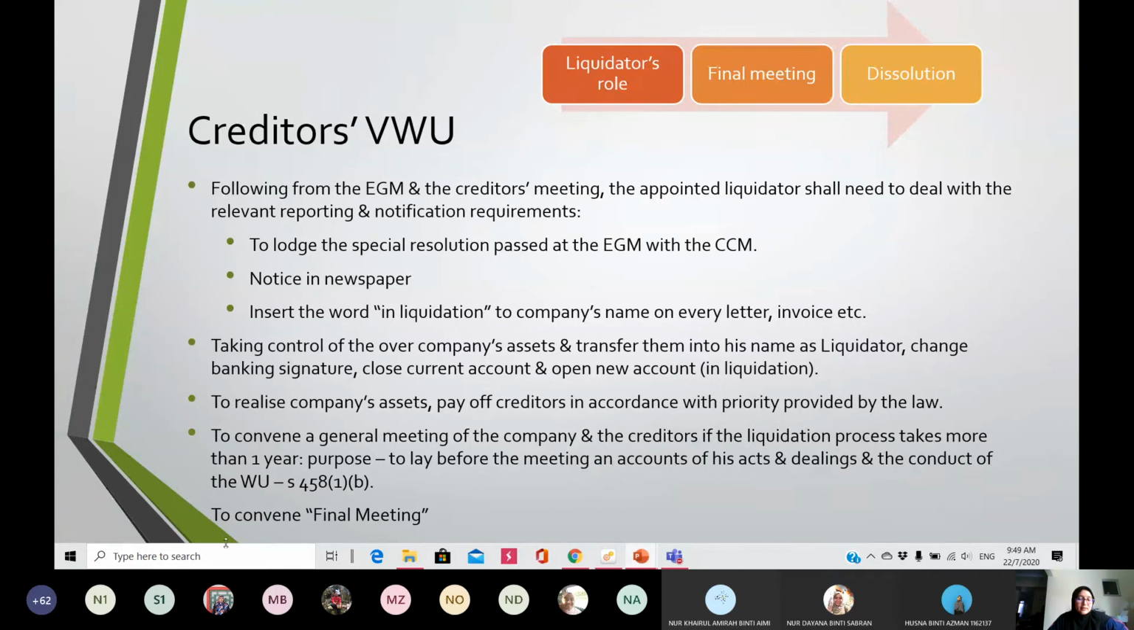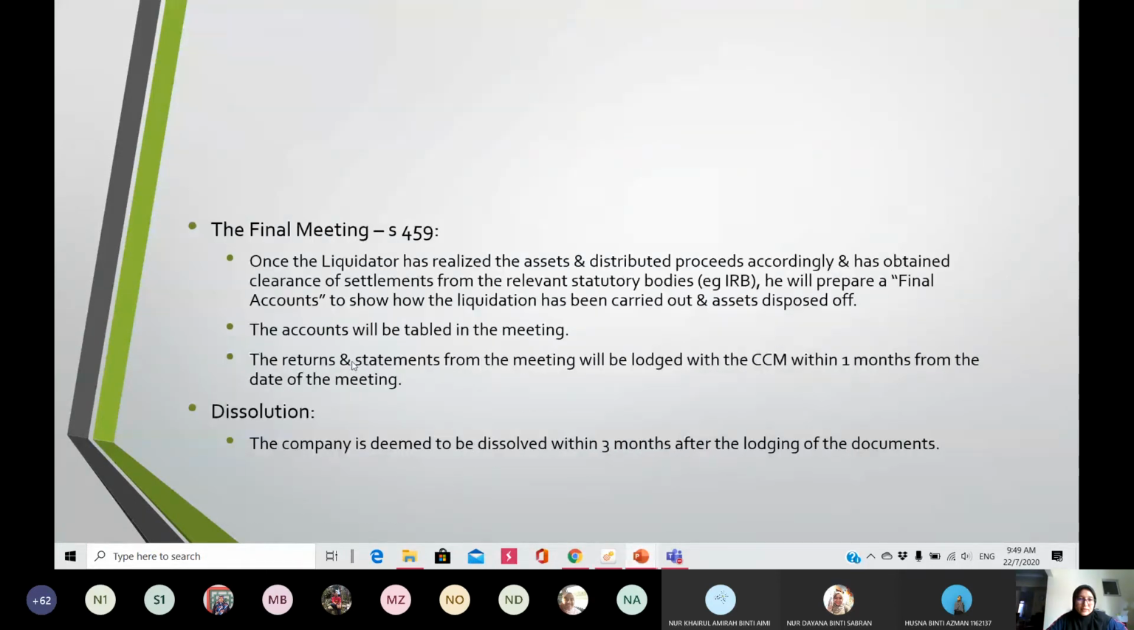Okay, and then the last one is final meeting. So sama dengan yang members voluntary winding up tadi kan. Okay, cuma dia punya proses yang dekat sini tu lebih besar, lebih kompleks sikit. Okay, and then for the final meeting, this is the process yang bila semua proses sudah habis baru dibuat final meeting. Once the liquidator has realised the asset and distributed proceed accordingly and has obtained clearance of settlement from the relevant statutory bodies. For example, IRB ni LHDN kita lah, Lembaga Hasil Dalam Negeri. Semua tax dah bayar, apa semua lah, semua hutang semua dah bayar.